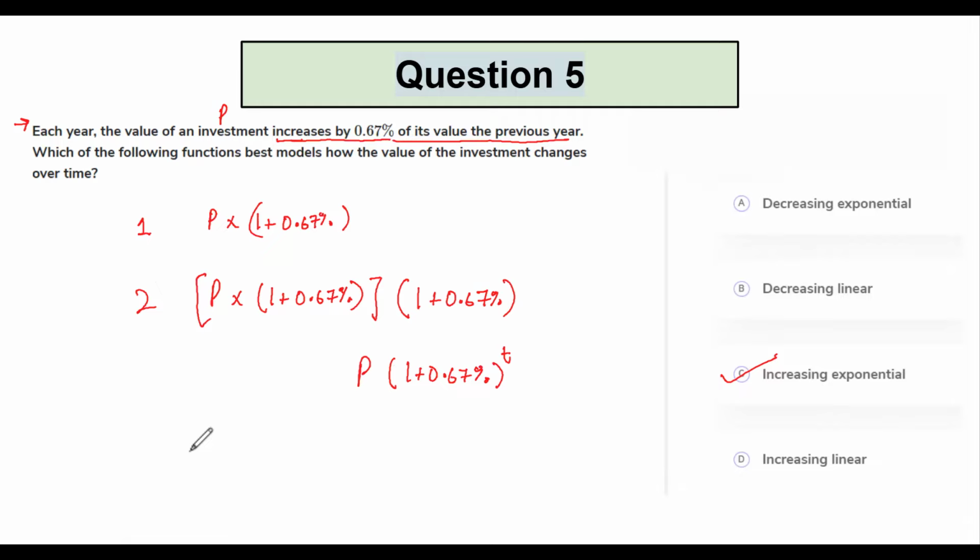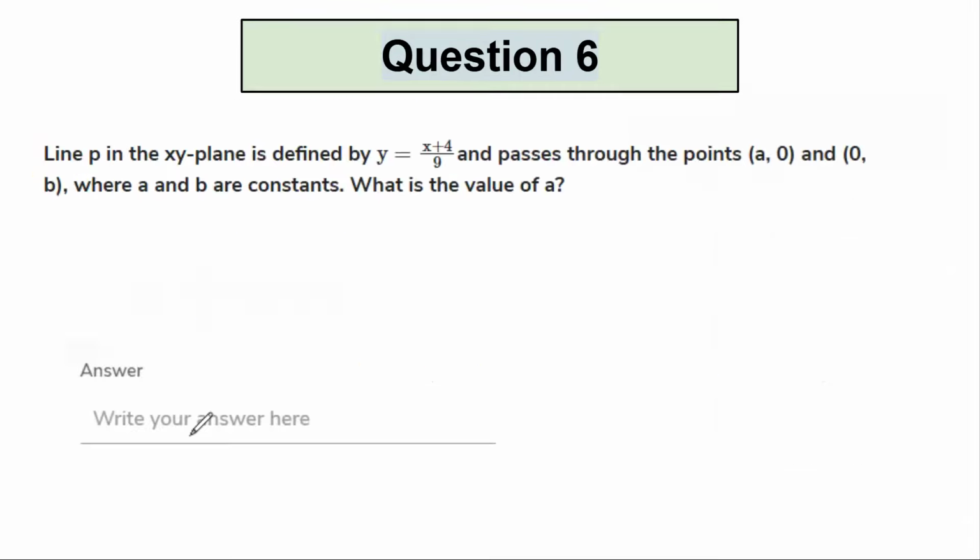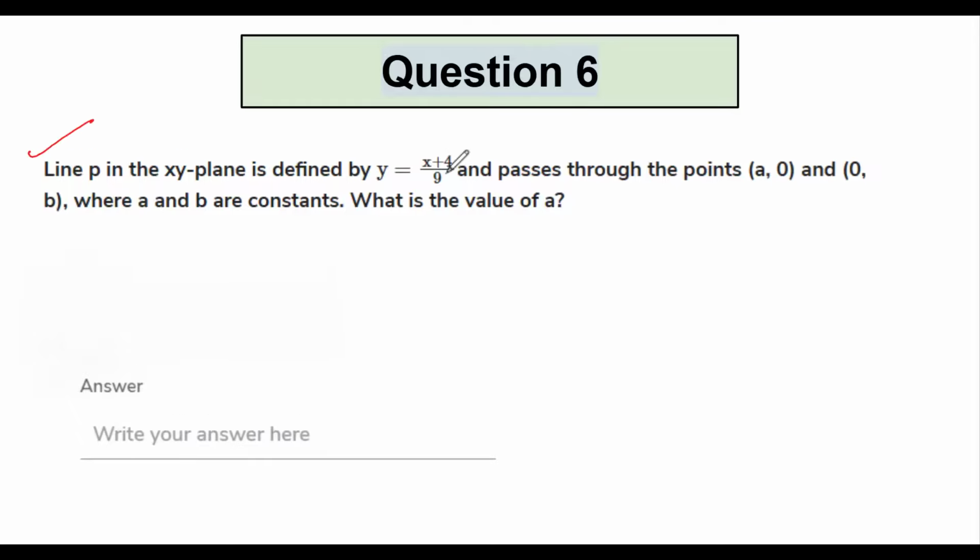Moving on to the next question. We have question number 6. Line P in the xy plane is defined by y equals x plus 4 over 9 and passes through the points a comma 0 and 0 comma b. Okay, what is the value of a? You need to find a.